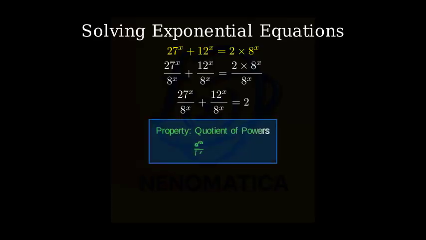Next, let's apply the property of exponents that says a to the power of m divided by b to the power of m equals the quantity a divided by b, all raised to the power of m. Using this property, 27 to the power of x divided by 8 to the power of x equals the quantity 27 divided by 8, all raised to the power of x. Similarly, 12 to the power of x divided by 8 to the power of x equals the quantity 12 divided by 8, all raised to the power of x.